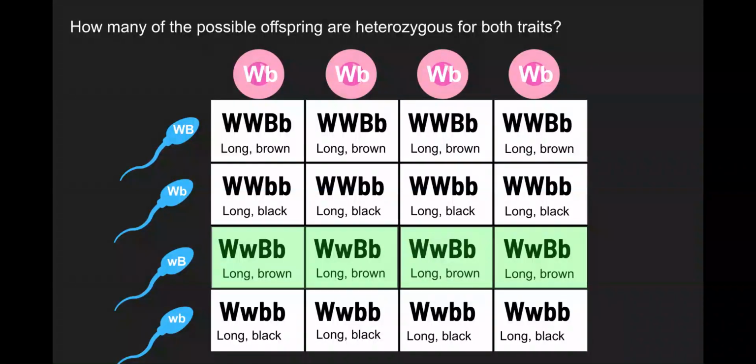That means that this couple has a 4 out of 16 chance. That ends up being 1/4 or 25%. 4/16 is equal to 1/4, and 1/4 is equal to 25%. So this couple has a 4/16 or 1/4 or 25% chance of having offspring that are heterozygous for both traits.